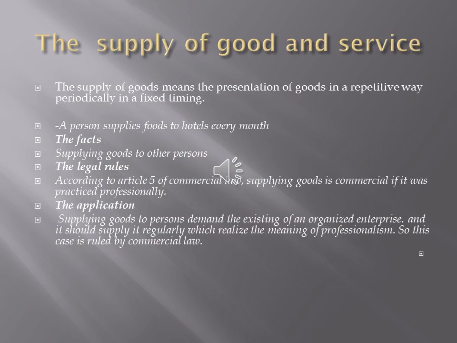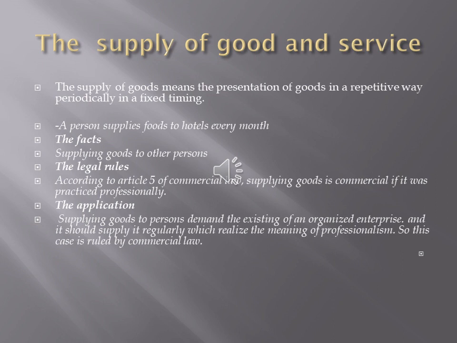The supply of goods is a contract similar to the contract of sale, but it is repetitive in time, which means that the obligations of the two parties are echeloned in time. So it is the presentation of goods in a repetitive way, periodically, in a fixed timing. For example, the supplying of medicine equipment to a determined hospital every month, or the supply of foods by an enterprise to a hotel every week.